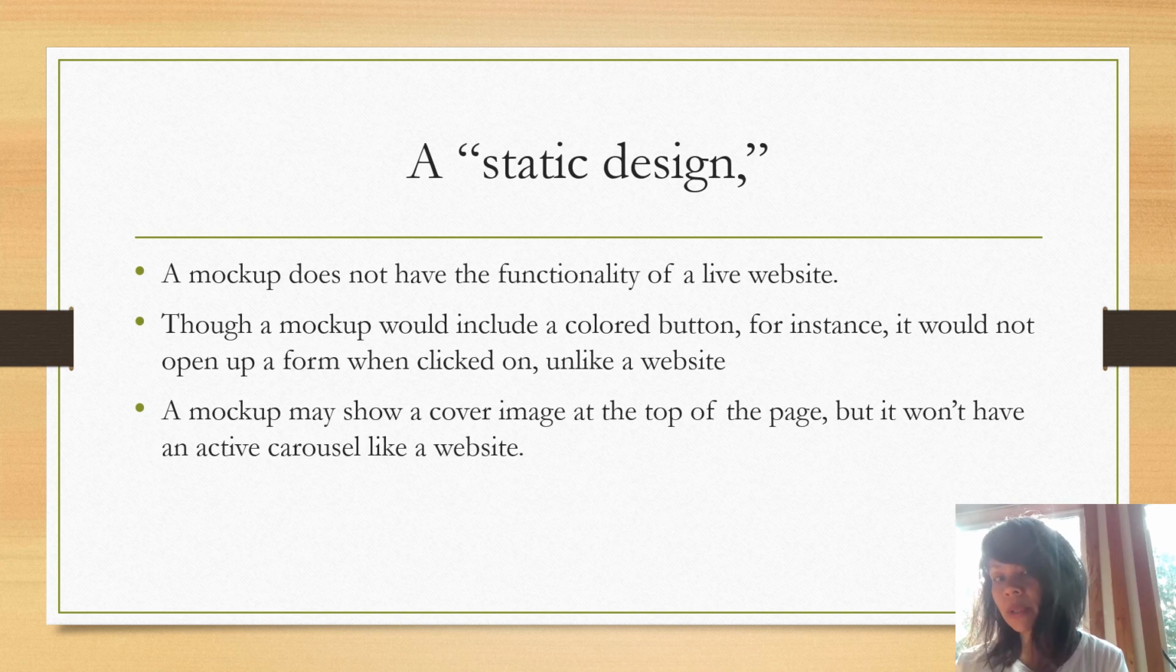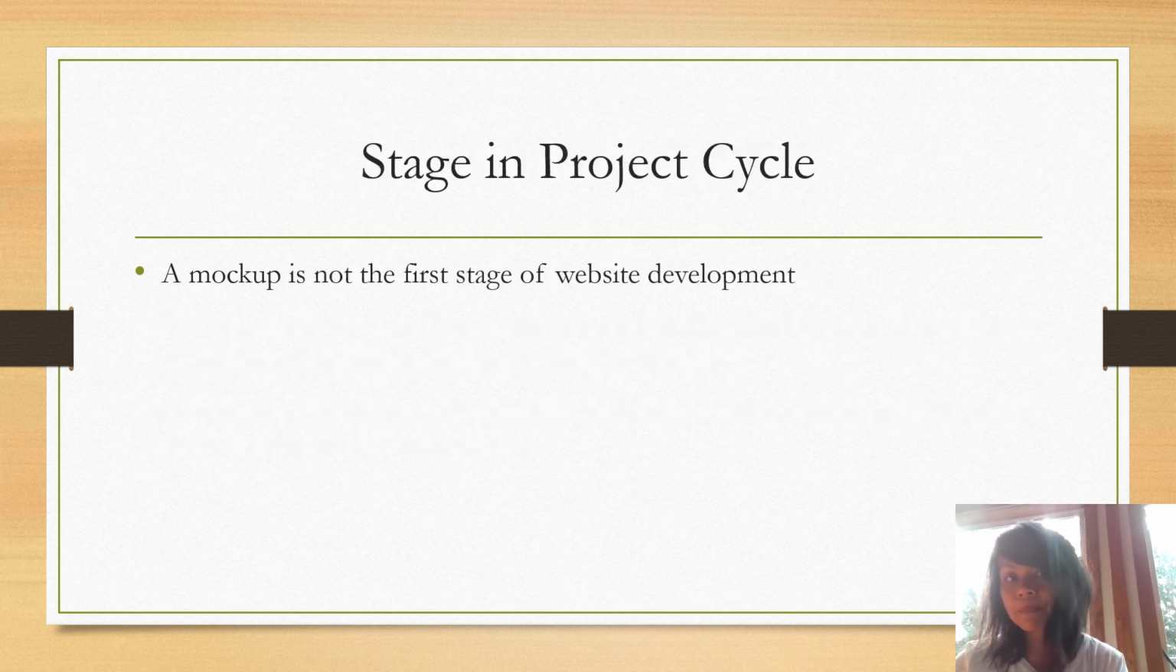So it just shows you that the button looks like this, it's this color, there's this much padding, this much spacing. So it will look exactly like you would see a static website page, except that you can't click on anything. And also a mockup may show a cover image at the top of the page, and it's supposed to be a slider or a carousel, but it won't actually have an active carousel moving and changing pictures like it would on a live website.